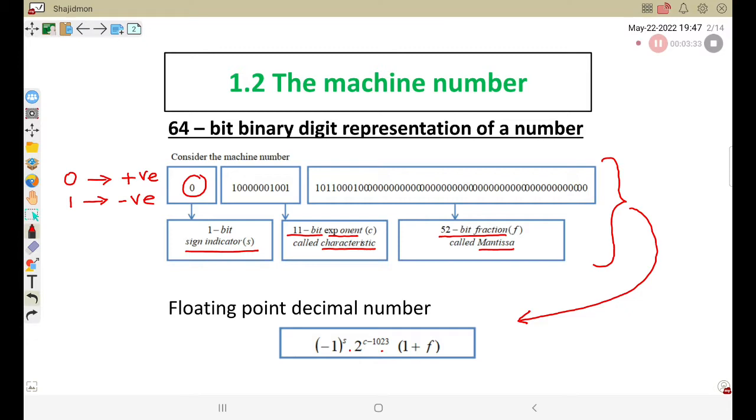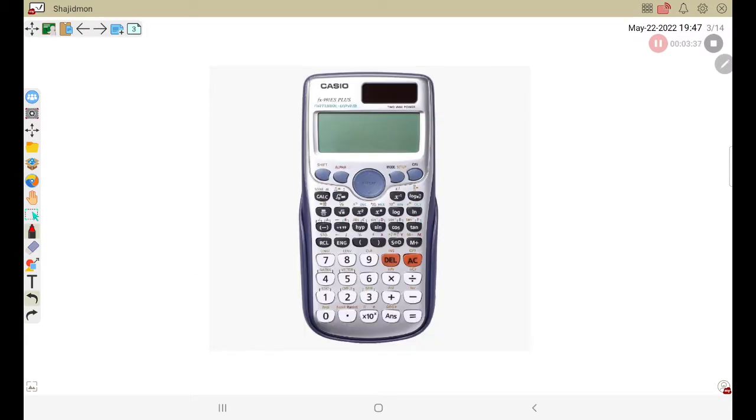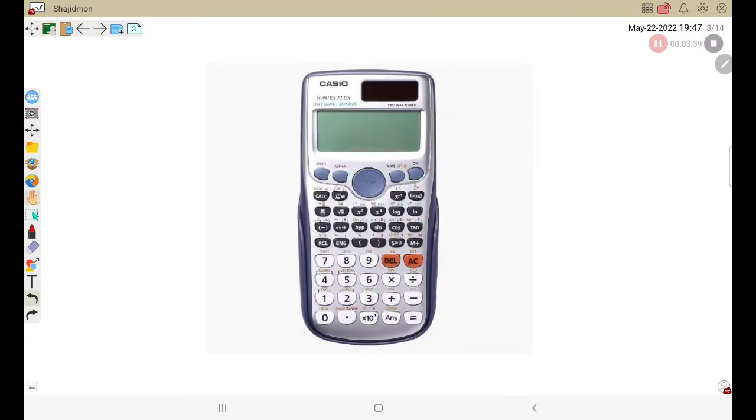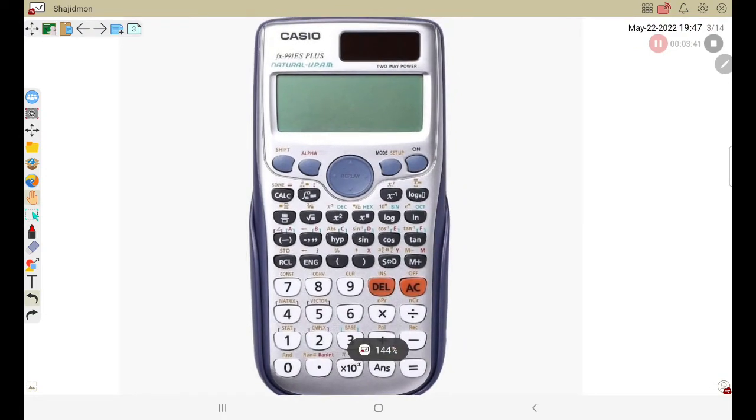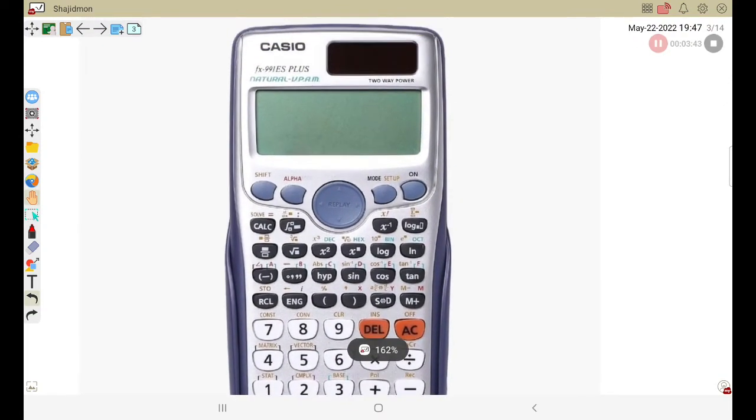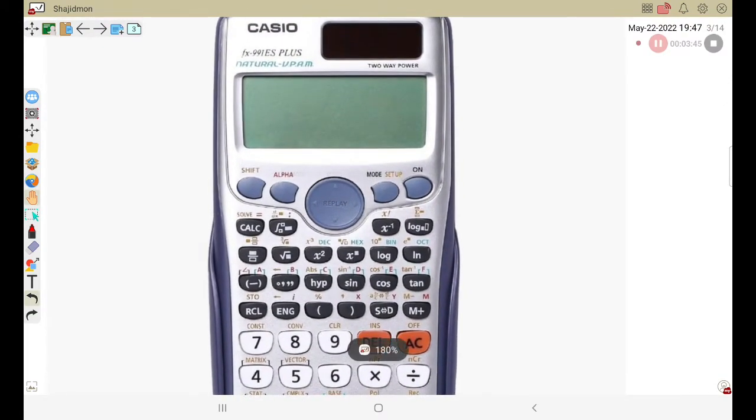Now we will go to the questions. Before starting the question, make sure you are using this calculator for the computational purpose, because most of the topics I explain using this calculator. You can note the calculator function fx-991ES Plus. This is the best calculator for doing numerical questions. We can familiarize the buttons one by one when we are doing questions.